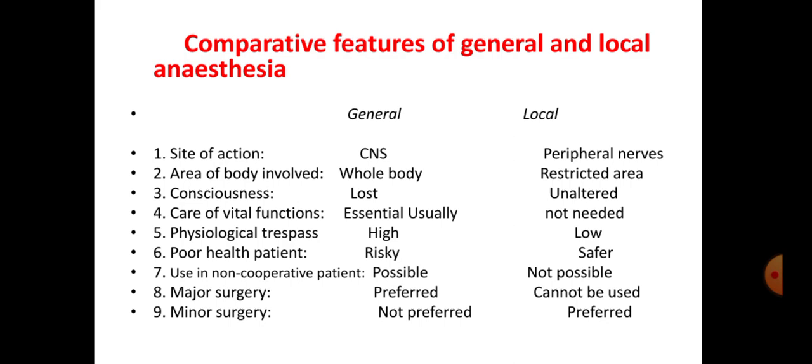So there is no point of cooperation, because he is unconscious. Automatically we can do many surgeries. But when it comes to local anesthesia, the patient will be in a conscious state, so there we cannot do those things. For major surgeries, general anesthesia is preferred. With local anesthesia, we cannot do major surgeries or major organ surgeries. When it comes to minor surgeries, mainly we will prefer local anesthesia.